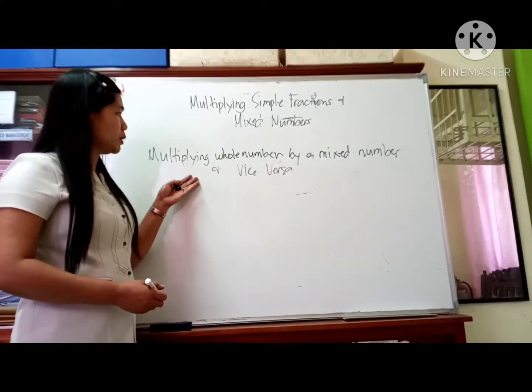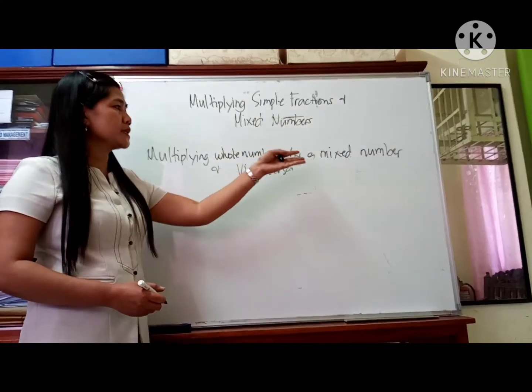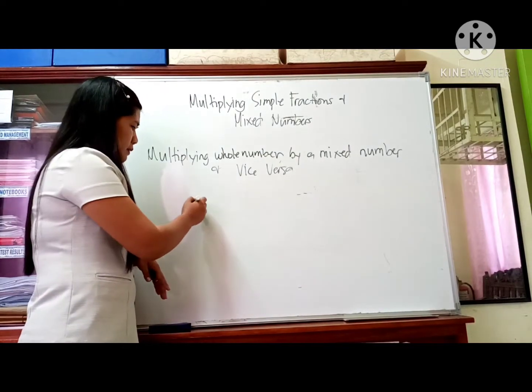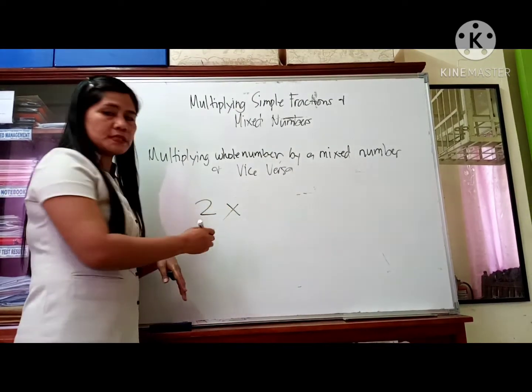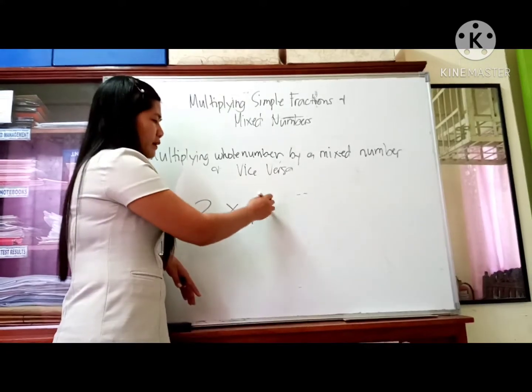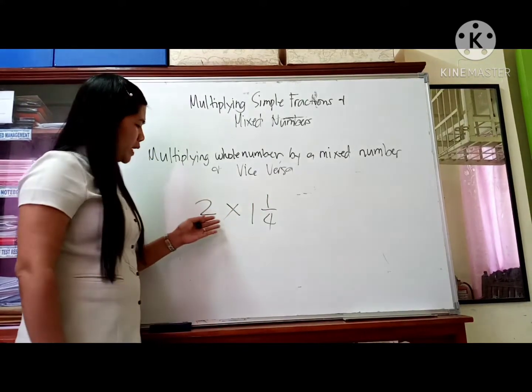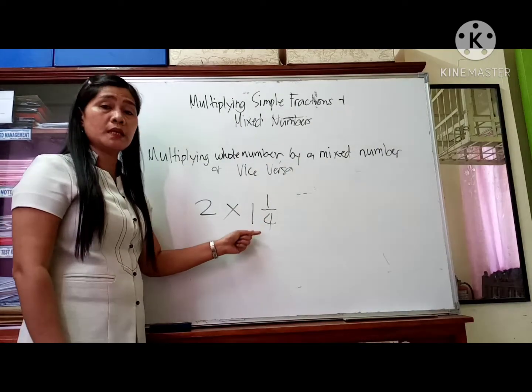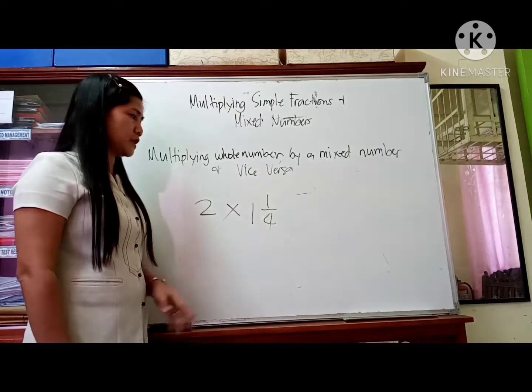Now let's do multiplying a whole number by a mixed number and vice versa. So let's take 2 times 1 and 1/4. So we have a whole number, and the other one is a mixed number, a combination of a whole number and a fraction.